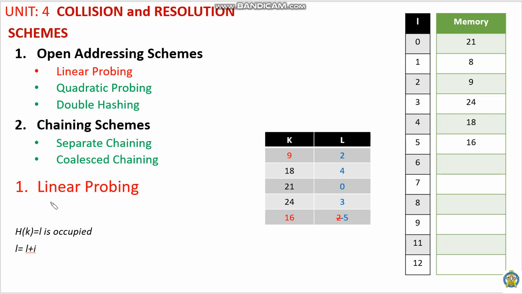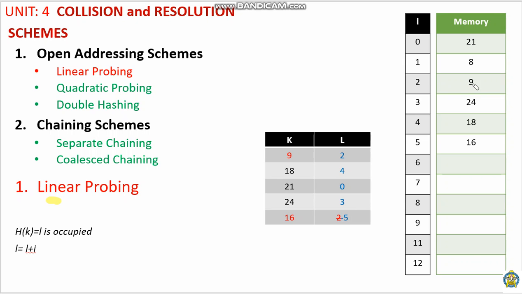So let's see what linear probing is. Here is a hash table, with the values of k and the locations calculated. Let's imagine we are using the modulus operation, modulus 7. We get location 2, imagining the memory to be this way. So 9 goes to 2, 18 goes to 4, 21 goes to 0, and 24 goes to 3. Now comes 16, which also hashes to 2.